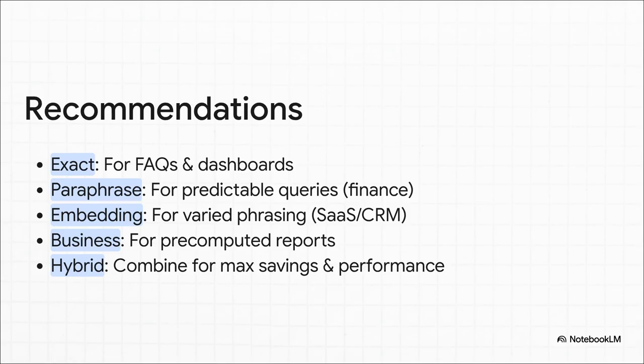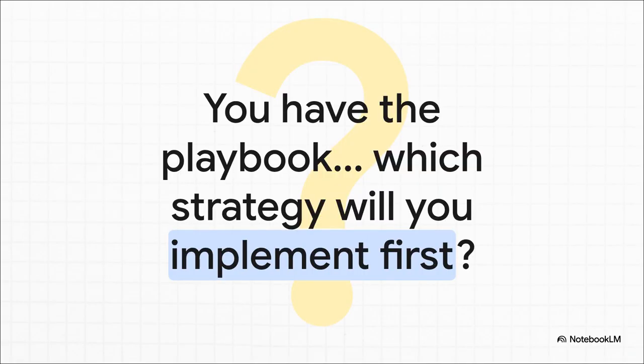So here it is, the bottom line. Use exact caching for your FAQs and any static dashboards. That's a no-brainer. Use paraphrase caching for predictable business queries, maybe in a financial SaaS app. You should absolutely go with embedding caching for any app where your users have the freedom to ask questions in their own words. Think of a CRM. And finally, use application-level caching for those big, heavy, pre-computed reports. A smart hybrid approach here is going to give you a massive boost in both performance and savings. It's a win-win.